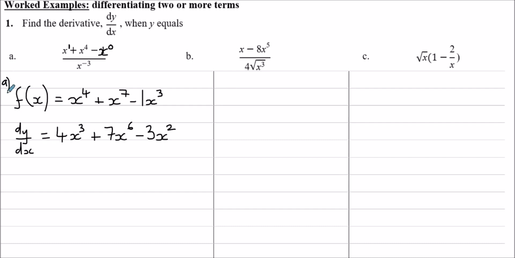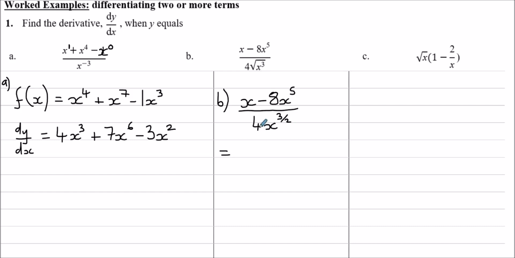That's part A. So for part B, same idea. What I'd suggest doing is neatening up the bottom bit first. So just leave the top as it is and change the bottom to 4x to the power 3 over 2. Remember, the square root is to the power half, hence this denominator of 2 in the power.